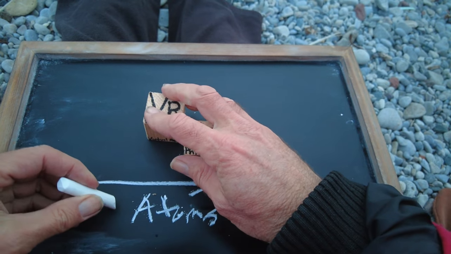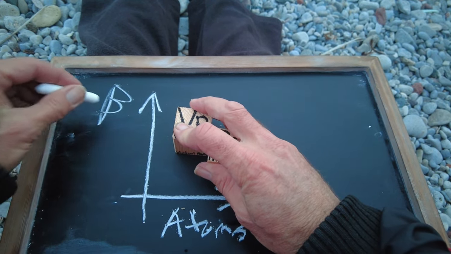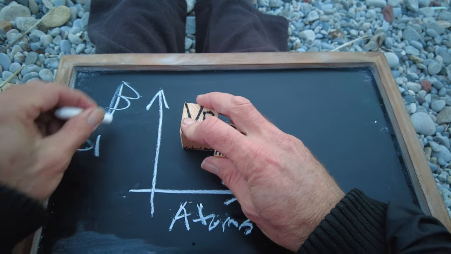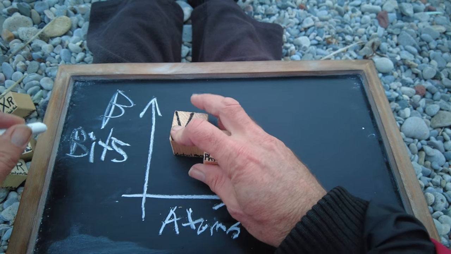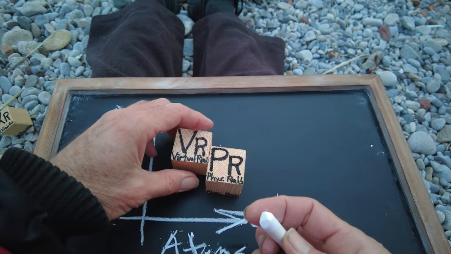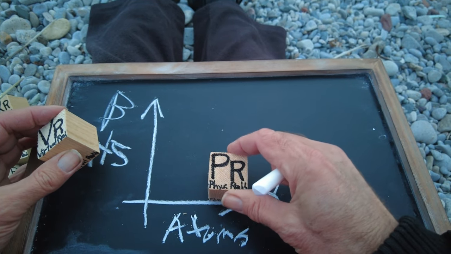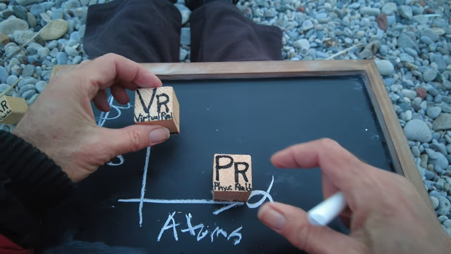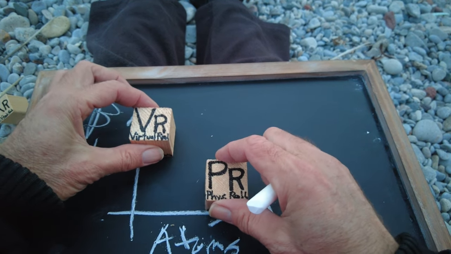And let's say this axis here is beta, bits, the virtual world, in the Claude Shannon sense, bits, analog or digital units of information. And so we can say that the physical reality is the axis of atoms, the physical world, and the virtual reality is the axis of bits, the virtual world. And so we've got these two axes.